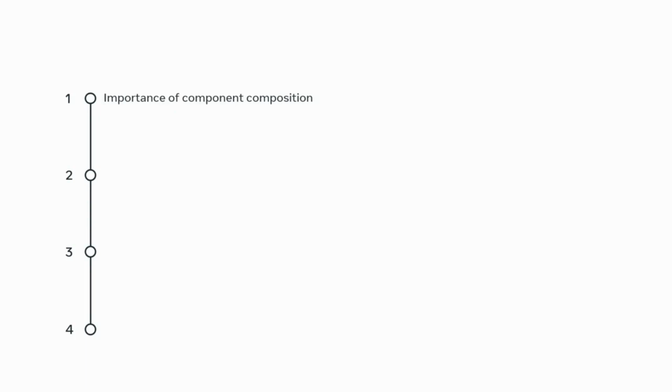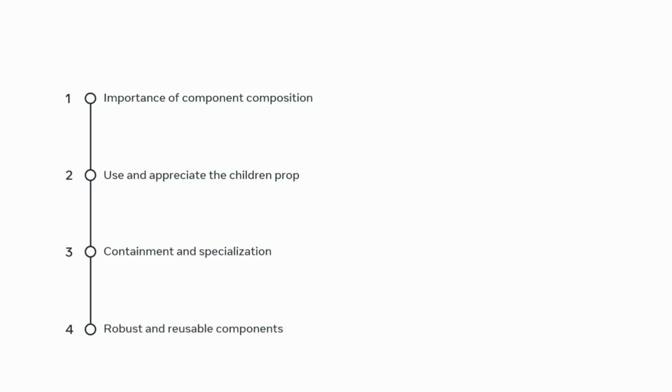In this video, you will learn why component composition is so important and how to effectively use and appreciate the children prop. You will also learn about 2 key features of composition, and you'll explore some practical examples that will help you understand how you can leverage it so your components are more robust and reusable. There are 2 main features that enable component composition: containment and specialization. Let's break down these 2 main features now, starting with containment.